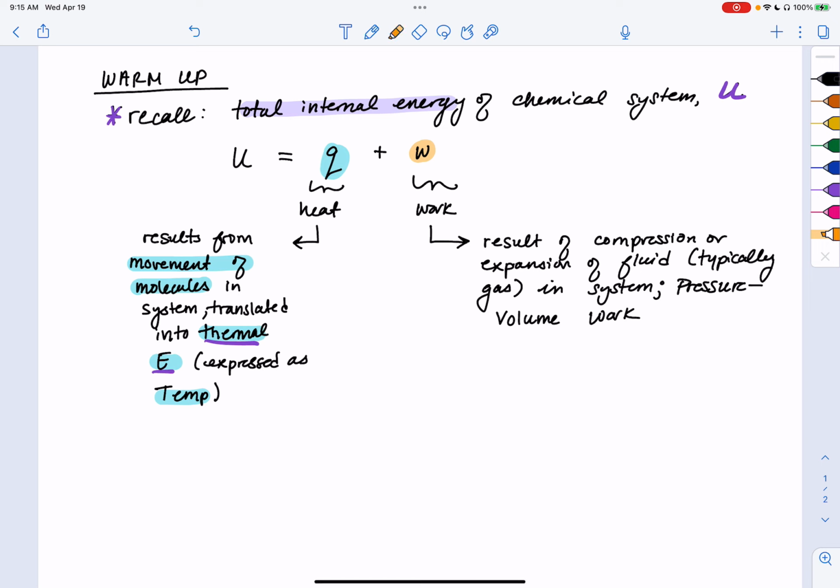Now, if we were talking about electrochemistry, we could also include chemical potential energy or electric potential in our total internal energy system. But here in Chem 210, when we're just looking at a basic, simple chemical system, like a chemical reaction or a sample of some kind of material, we're going to talk about the total internal energy found within that system according to this equation, where total internal energy is the sum of heat and work.